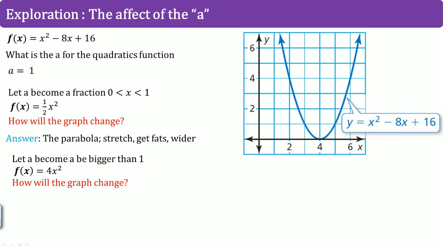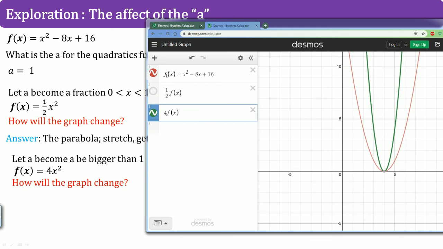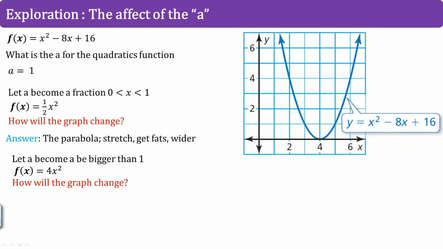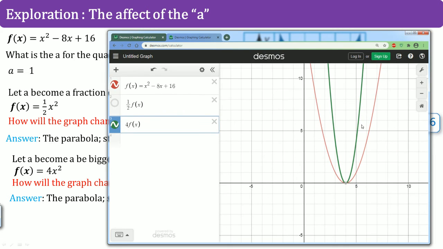Now, let's see what happens when A is bigger than 1, like 4 times x squared. So now I'm going to have a 4 times the function. Whoa, notice, right? Our original was in red, and the next one is in green. Wow, it looks like it got smaller, right? So we would say here that the parabola shrinks. So that's what I mean by shrinks. Okay, or you could say it got skinnier.